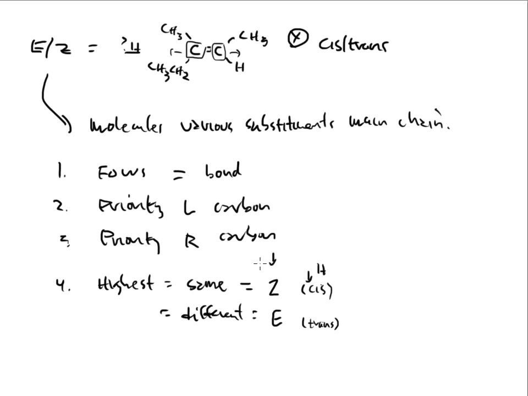Now, as a student, I always was confused with Z and E, and this is how I remembered it. Z groups are on Z same side. You've got to sound Russian, all right? Z groups are on Z same side. So if you can remember that, Z groups are on Z same side, and say it with Z's, then you will never forget the orientation of Z and E. And you'll get it every single time.